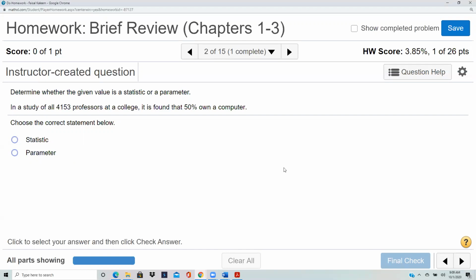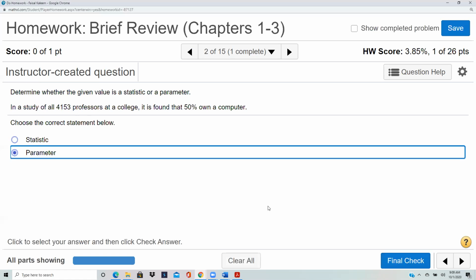There's a key word here which tells us whether we are dealing with a sample or population. Wouldn't it be all? Yes. So, keywords? So it'd be a population, so a parameter. Right. All the professors of the college, so that's a population parameter.